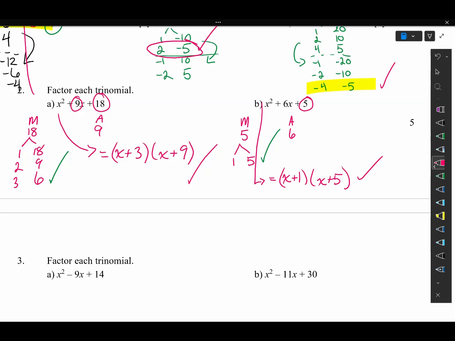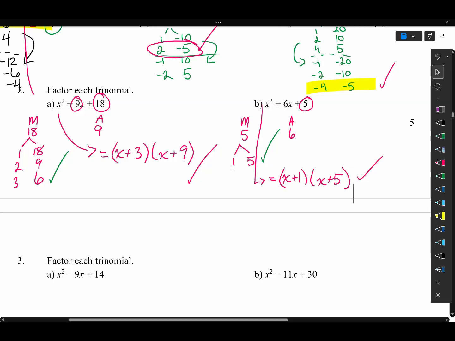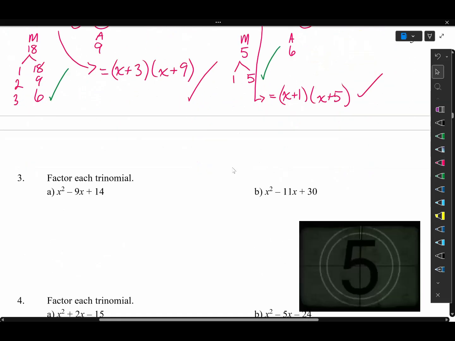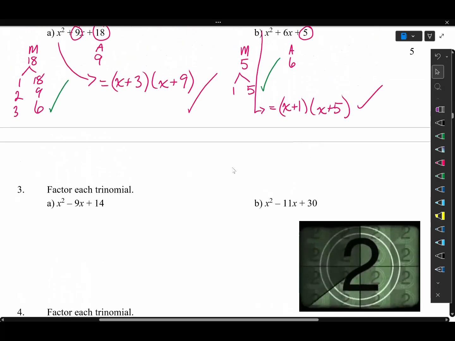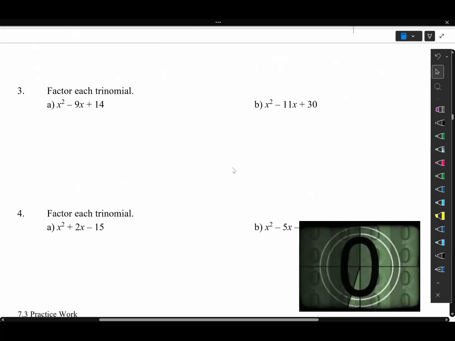And there we go, we factored our second trinomial. Question 3, now we're handling some negatives as we work along. I think you folks can handle it. Pause, unpause, see how you do.